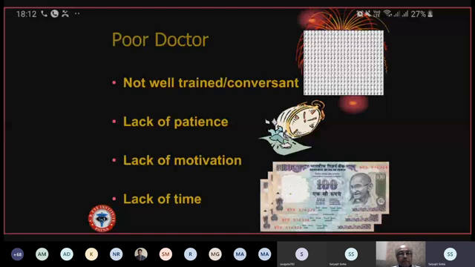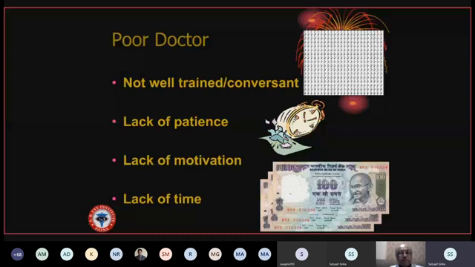A doctor who has so many patients that you lack patience, you lack motivation. There is just no time. People are just waiting in the queue, wanting to see you. There is not enough time to do an indirect ophthalmoscopy, a scleral indentation, and so on and so forth. So this is a category of a poor doctor.